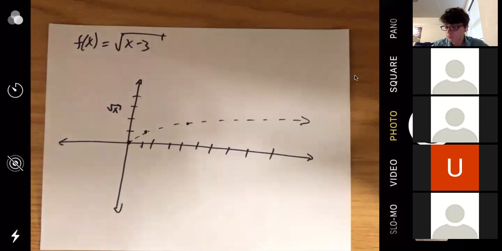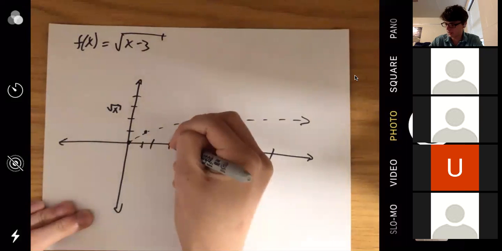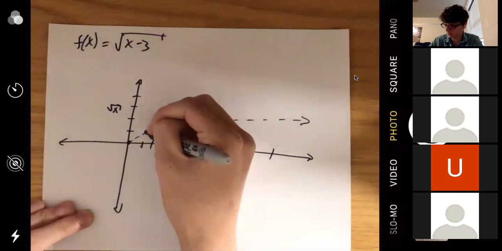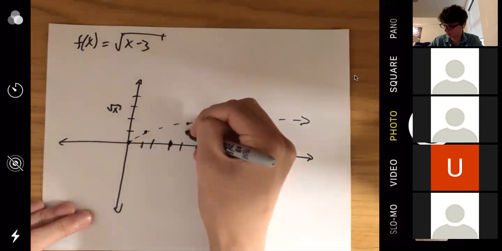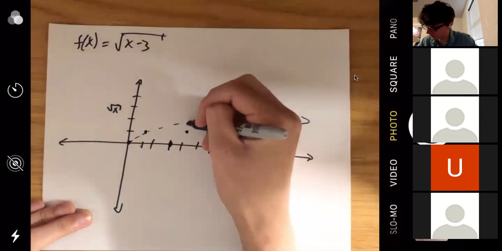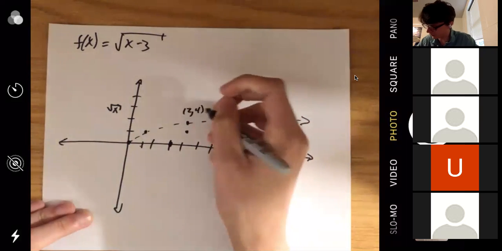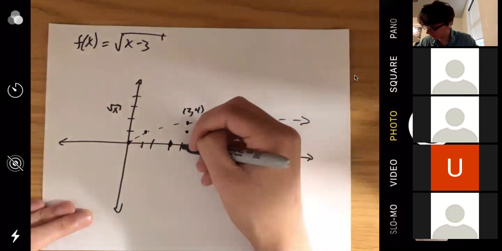All right, well, I know that the square root of x minus 3 is nothing more than a transformation horizontally by 3. So, I'm going to take this point, I'm going to move it over 3. I'm going to take this point, I'm going to move it over 3. And then I'm going to take this point, which is the point 2, 4, and I'm going to move it over 3. So then I'm going to end up at 5, 4.